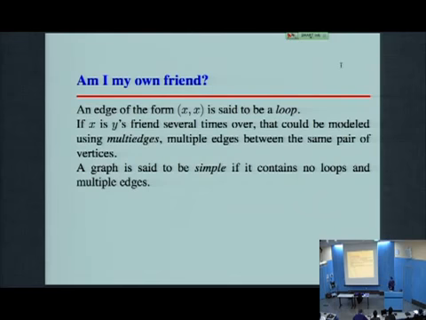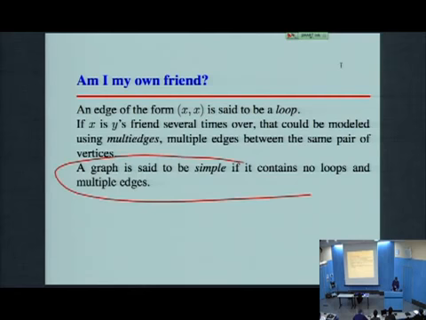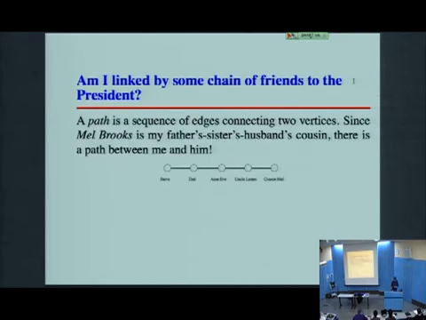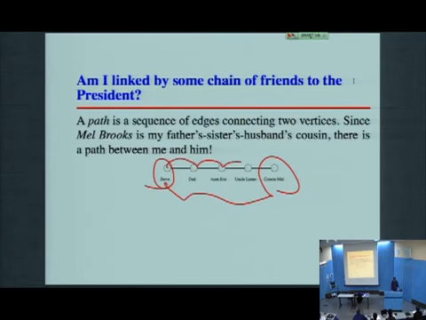But as far as Facebook's concerned, the Facebook graph is simple because it doesn't allow you to be your own friend, and it doesn't allow multiple friendships. Whether that's true depends upon the phenomena that you're trying to model. Any questions here? What other kinds of things might we want to know? Typically you want to know, like the six degrees of separation thing: is there a path from me to some famous person? Again, this is a problem about finding a path in a graph. Ideally, to impress somebody, you want the shortest path. Any questions about what these graphs are and how we model them?